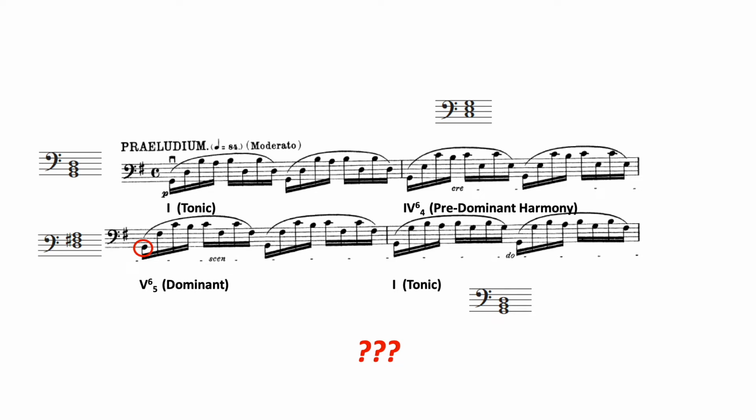The second thing is that G that's being circled right now. You'll notice that it is not part of the actual dominant harmony. The G is not part of D, F sharp, A, which is the V or the dominant harmony. So how can we explain what's happening with that G? Why is it there? Well, it is actually a non-chord tone. So what does that mean?